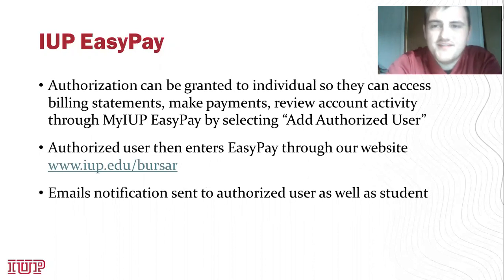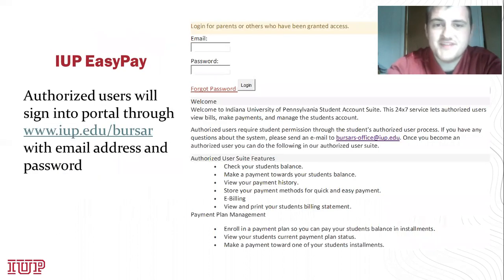Authorization can be granted to individuals so they can access billing statements, log on to make payments through our website, iup.edu/Bursar. Within EasyPay, there'll be a link that says Add Authorized User, and the student is able to go in and enter an email address for whom they wish to have the authorization. That email address is sent a password, and they sign on through our website, iup.edu/Bursar, and they're able to view billing statements.